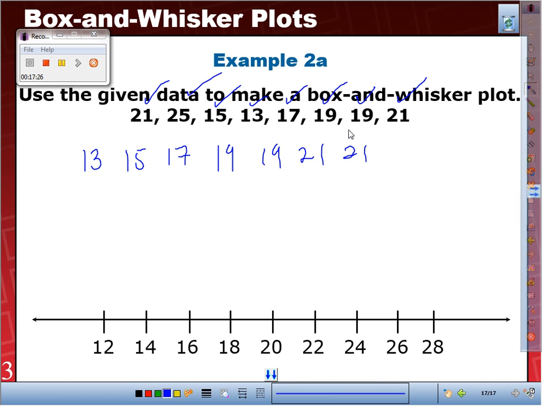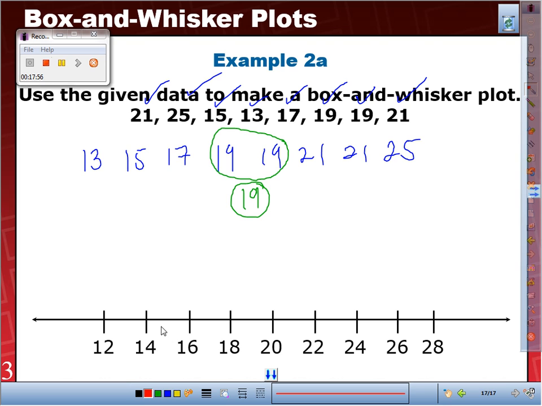And 25. Okay. So first thing we got to identify is our median. Our median is, let's see, we got 1, 2, 3, 4, 5, 6, 7, 8. So therefore, the median is these two. So what is 19 plus 19? Divided by 2. So the median is 19. So we need this information. Okay, we got that.